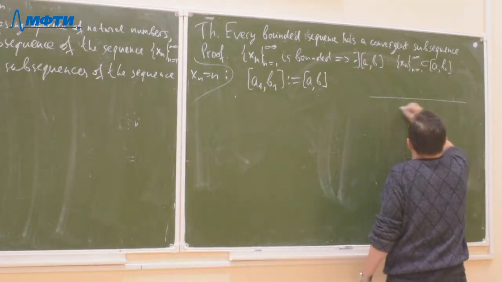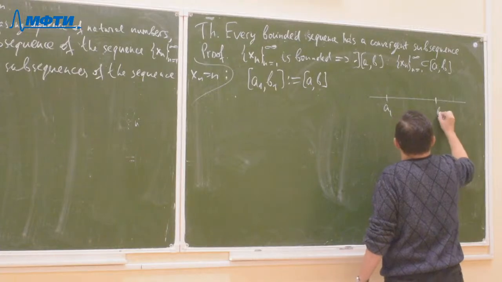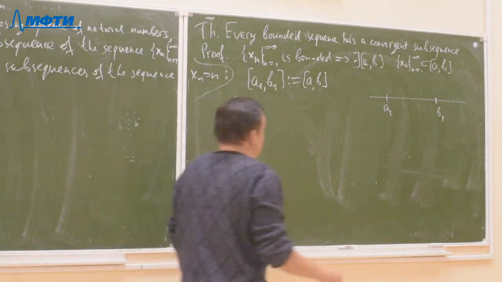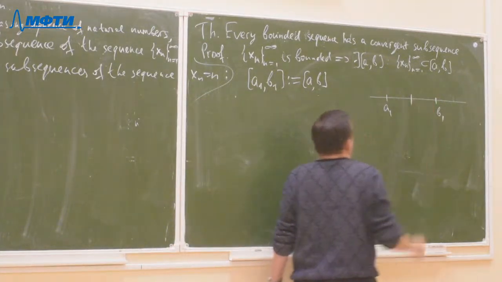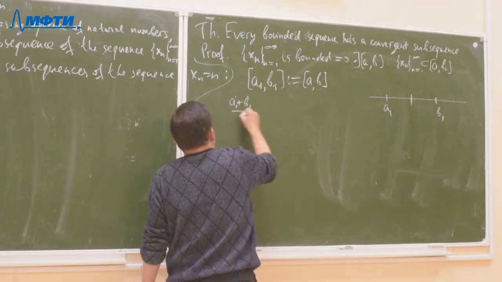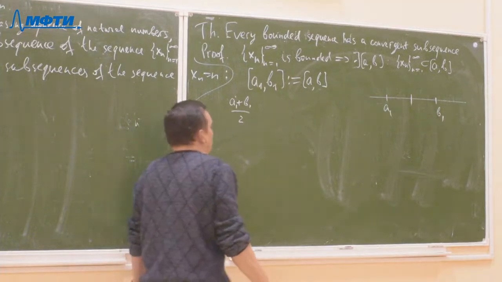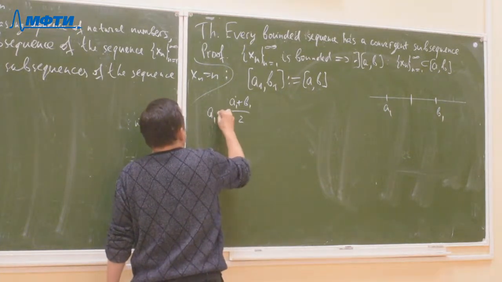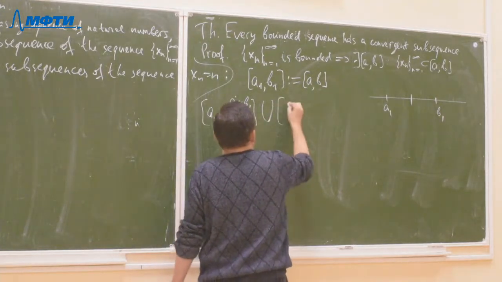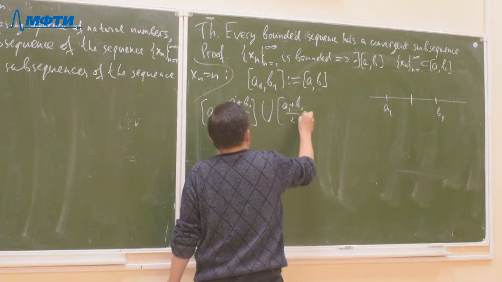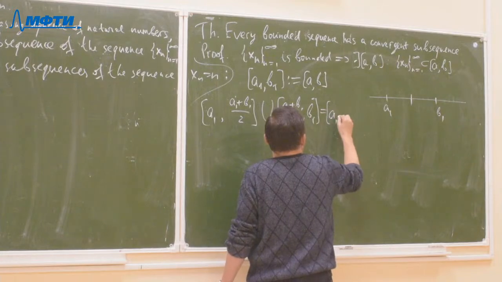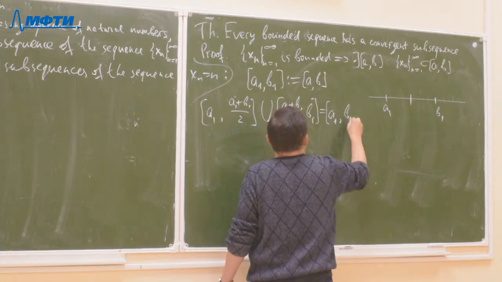Let me draw a picture, right? So here is our first interval A1, B1. We divide it into two equal parts, so (A1 plus B1) over 2, right? We have now two intervals, A1 to (A1 plus B1) over 2, and (A1 plus B1) over 2 to B1. Altogether, they form our interval A1, B1.